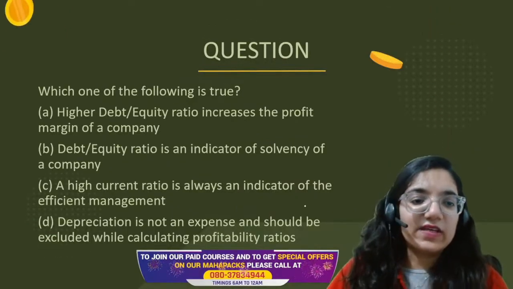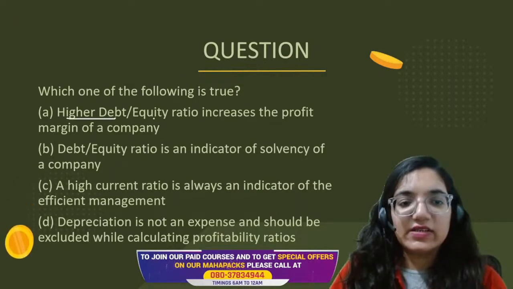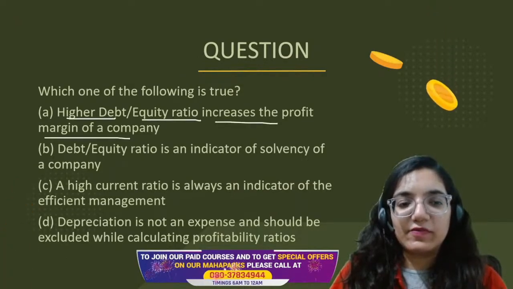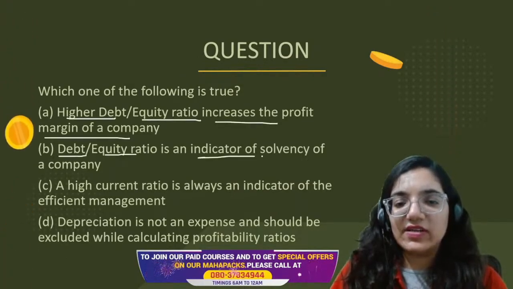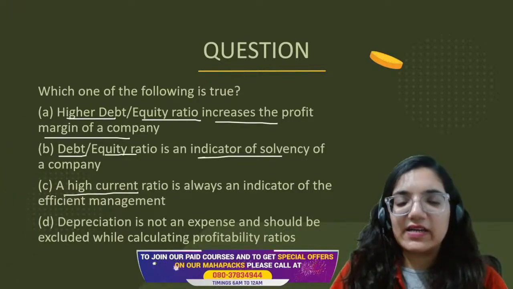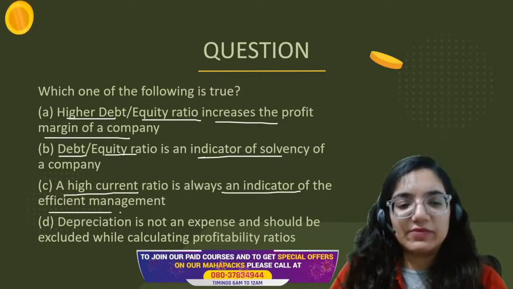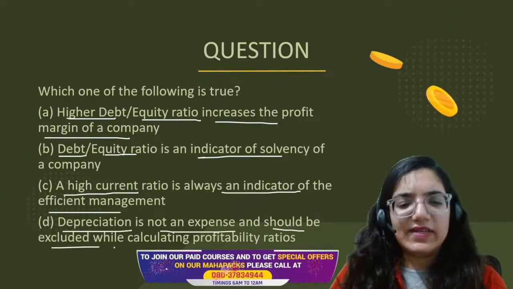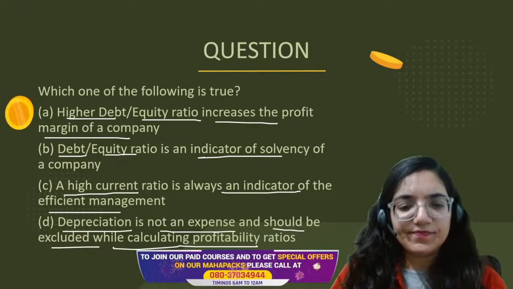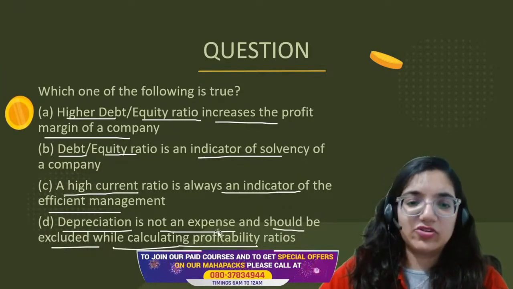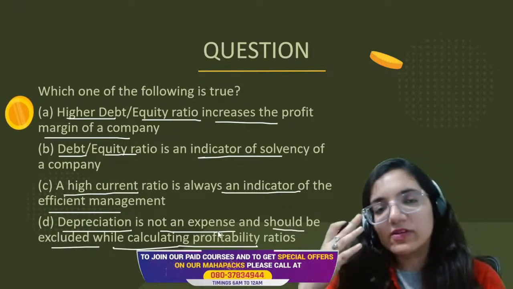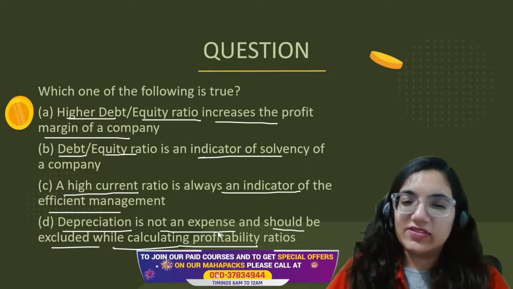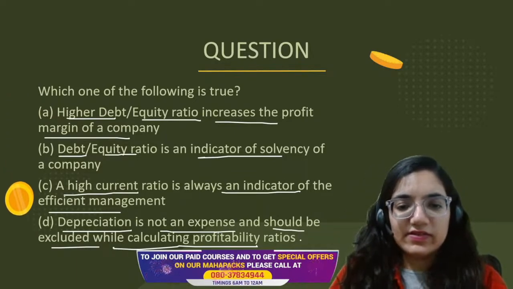Which one of the following is true? Higher debt equity ratio increases the profit margin. Debt equity ratio is an indicator of solvency. A high current ratio is always an indicator of efficient management. Depreciation is not an expense, should be excluded while calculating profitability ratio. Depreciation is a very strong expense. This is how people had been looking forward towards the tax planning. This is wrong. This one's completely wrong.